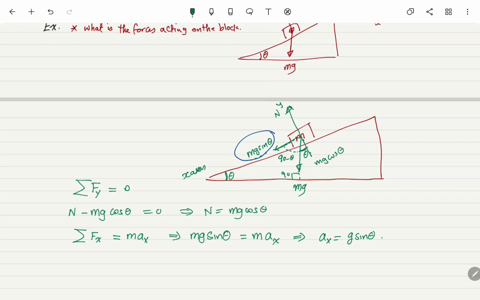Let's double check this. If theta equals 0, which means the object is on a flat surface, there is no acceleration on x, which makes sense. And if theta equals 90 degrees, in this case a x equals g, which means the object will fall freely.